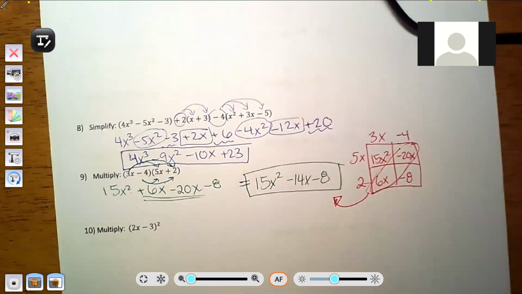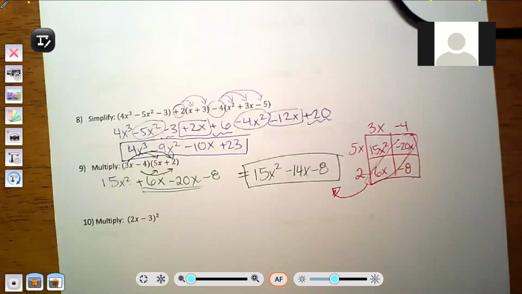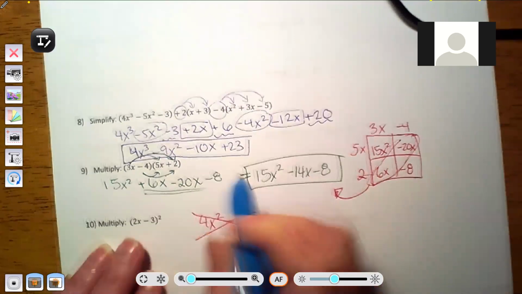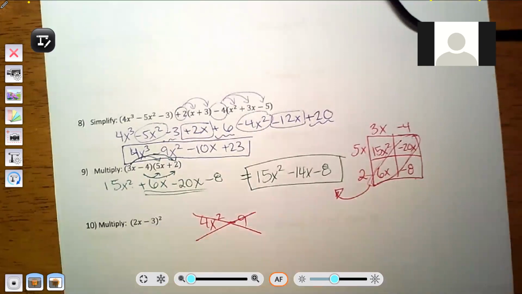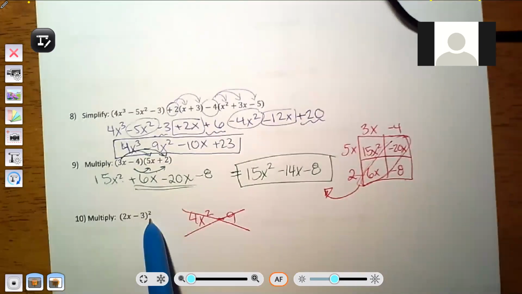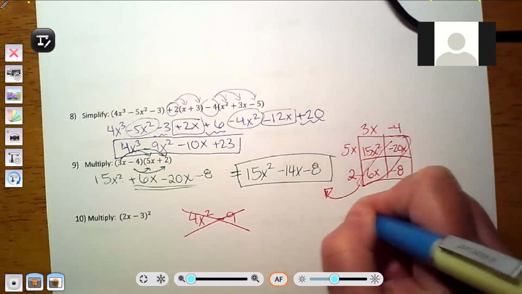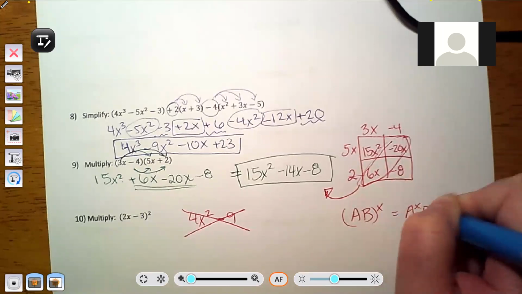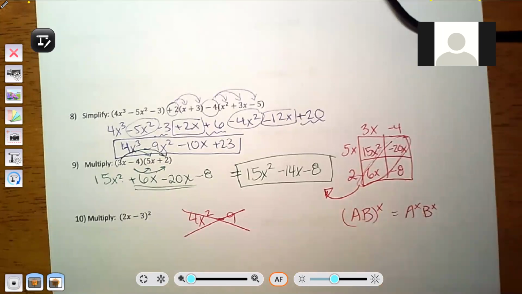Number 10 here is not 4x squared minus 9. It is tempting to think you can distribute, but you cannot apply it like distributing the exponent to terms only if they were factors. So (ab) to some power would be a to some power, b to some power, but not if there's a plus or a minus in between.